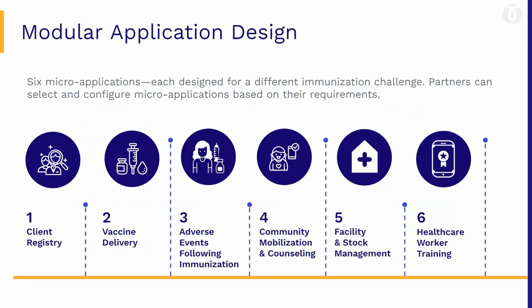Before we look at the specific workflows within the solution, let's start with an overview of the solution's functionality. There are 6 main components of the solution, each of which addresses a different immunization challenge. Each component is built independently of the others, making it possible to pick and choose the parts of the solution that are relevant. For example, a partner could choose to use only the first, second, and fourth components of the solution. We'll go through each of these 6 components in detail in the subsequent slides.